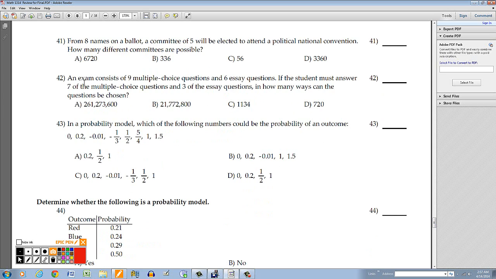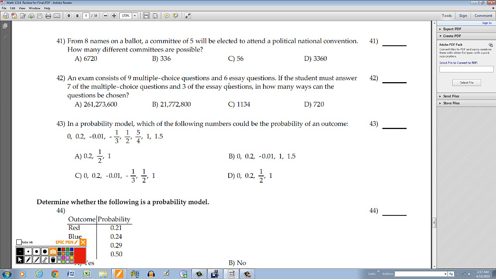Briefly the next one again. An exam consists of 9 multiple choice questions and 6 essay questions. If the students must answer 7 of the multiple choice questions and 3 of the essay questions, in how many ways can the questions be chosen? This is a problem that involves combinations, and it involves the multiplication principle.